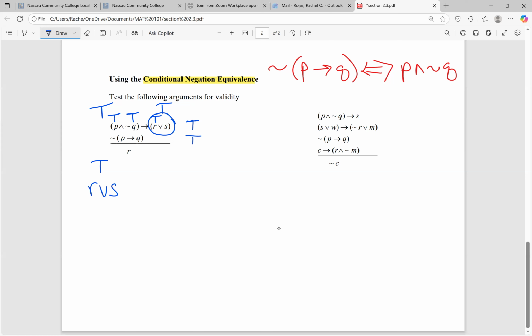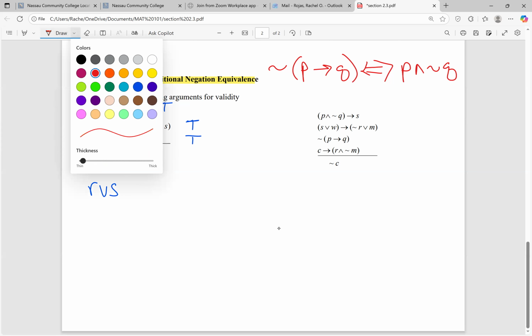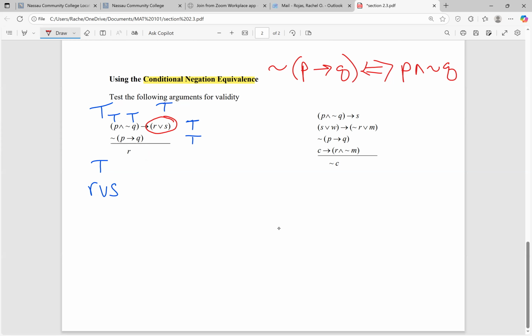However, what if R was false? If R was false, then that would force S to be true, because that's the only way this or statement could be true. But my conclusion would be false. And that would prove that this argument's invalid. So since there is a possibility that R is false while keeping the premises true, that would make the conclusion false. So this argument's invalid.